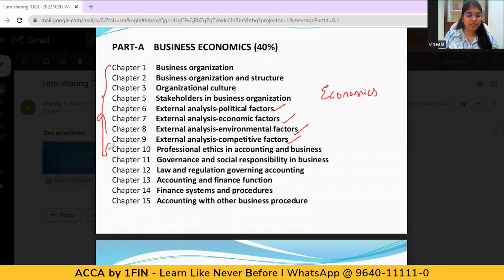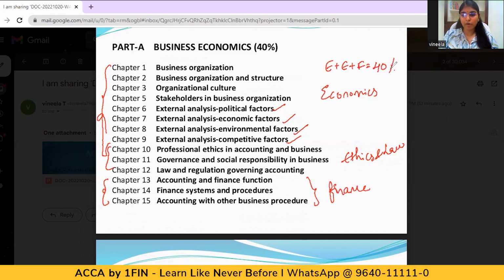Coming to the other chapters, chapter 10 to 13 relate to ethics and law. Completely it is not law, but we'll see the law and regulation governing the accounting field. And from chapter 13 to 15, we'll see topics related to finance. So comprehensively, the economics part plus the ethical part plus the finance part is around 40%.